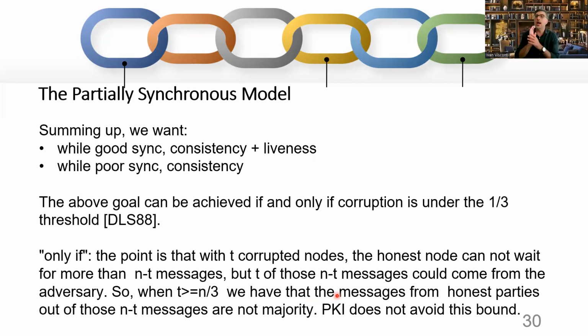This argument holds only if T is greater than or equal to n/3. If T is below that threshold, then this argument does not work, and you can construct protocols, and indeed there are several constructions that satisfy these nice properties: consistency and liveness when there is good sync, and just consistency when there is poor sync. There are several constructions.